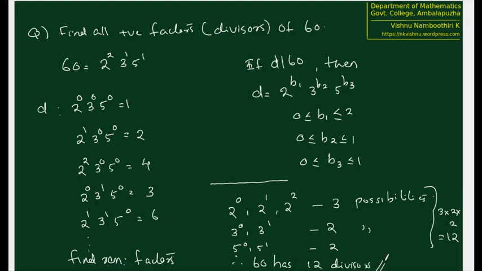We need not actually find all the factors to find out the number of divisors of 60. In fact, from the previous problem, the way in which we found the number of divisors without finding all the divisors, we can actually make a general statement. So the general observation is the following.